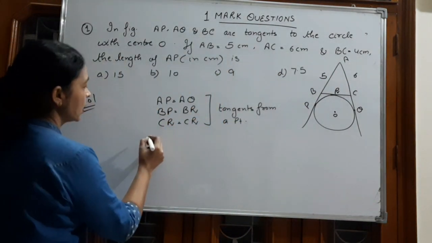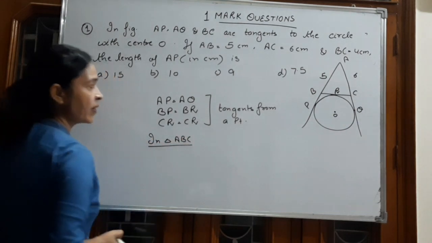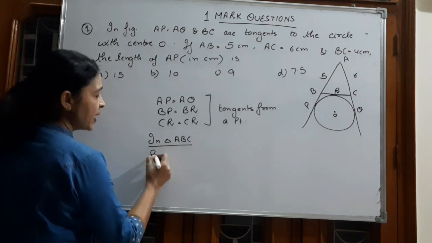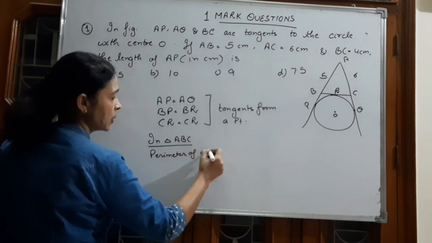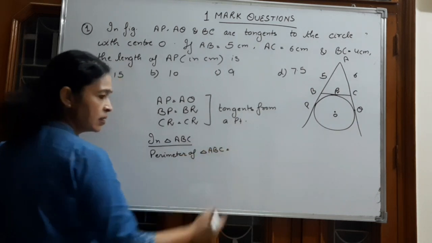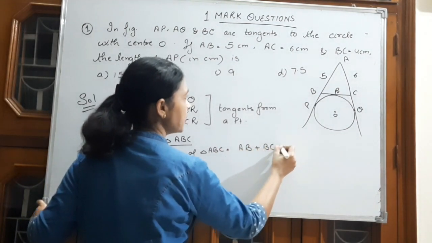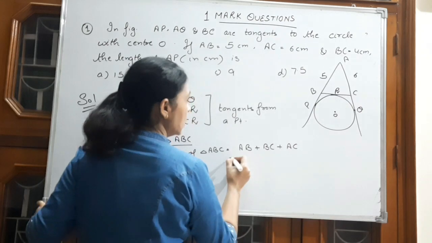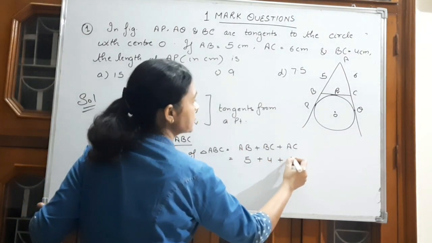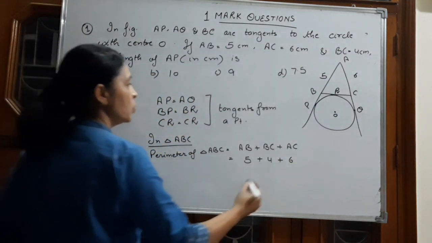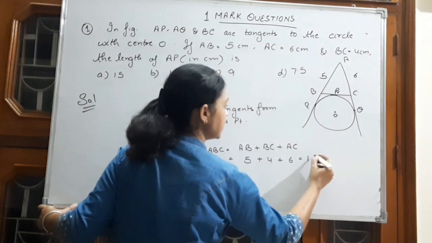Now children, I am considering triangle ABC. What is the perimeter of triangle ABC? The sum of all the sides, AB plus BC plus AC. AB is 5 centimeters, BC is 4 and AC is 6 centimeters. Total is 15 centimeters.